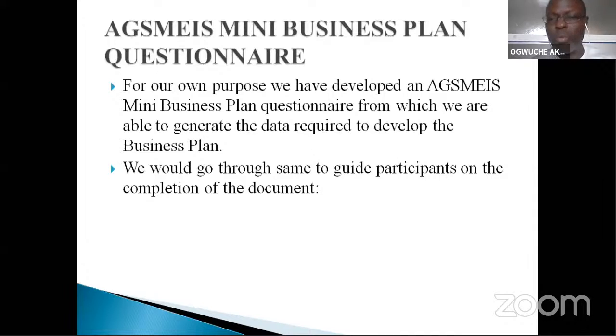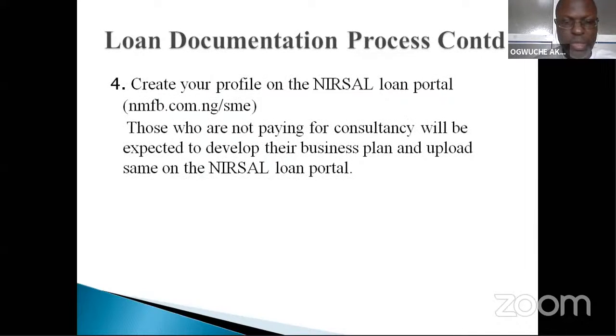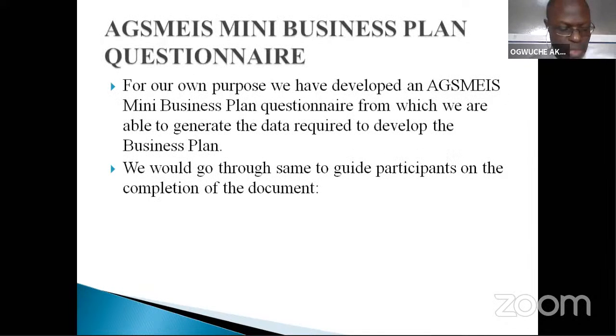All right, so now we want to look at the various forms which we normally give to you for presentation, which we normally send to you for completion and then forward to us for preparation of the business plan. The first of these three forms is the AGMI's mini business plan questionnaire. This form, we developed it ourselves for the purposes of generating the data required for us to develop the business plan. This one is specific to us. The other one, of course, is developed by NASA itself. We'll be looking at that. But let's start with the one that we developed, the AGMI's mini business plan questionnaire. So we'll go through it together now so that we have a look at what it entails.